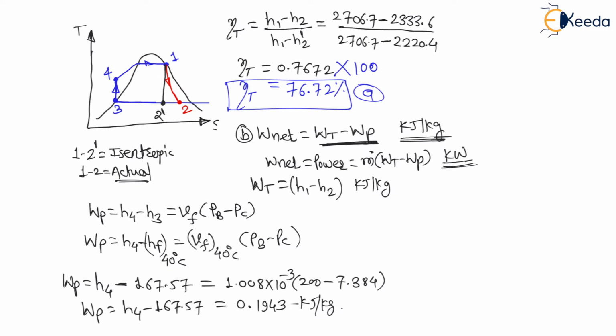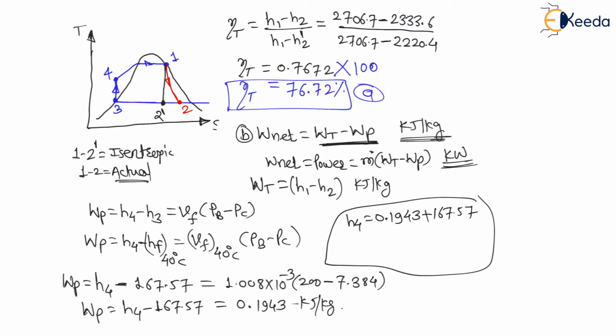So my dear students, here we got pump work. Again, by putting these values, let us find H4. H4 will be equal to pump work, that is 0.1943 plus S3. This S3 will go this side, which is nothing but 167.57. Therefore I will get H4 value, which will be equal to 167.76 kilojoule per kg. I am hoping that you are solving this question along with me.